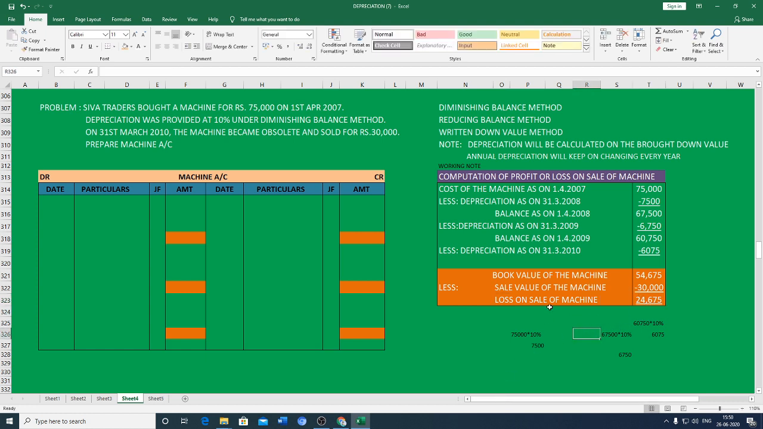Understood? So now based on this working, let me prepare machine account. Very simply, 1/4/2007 I have bought a machine.